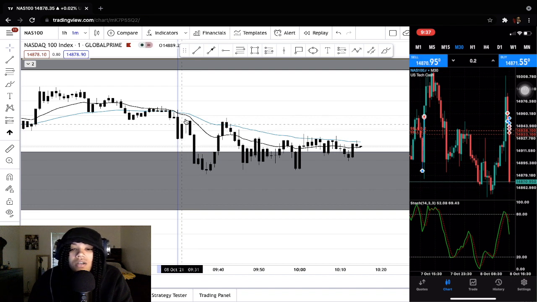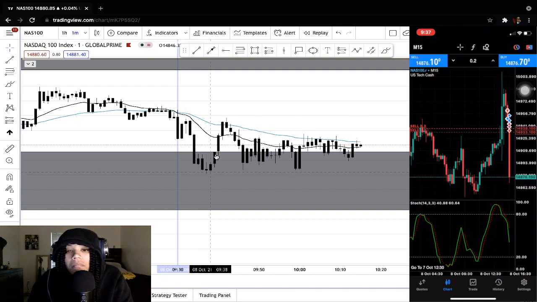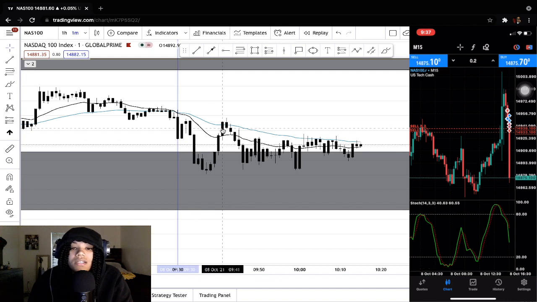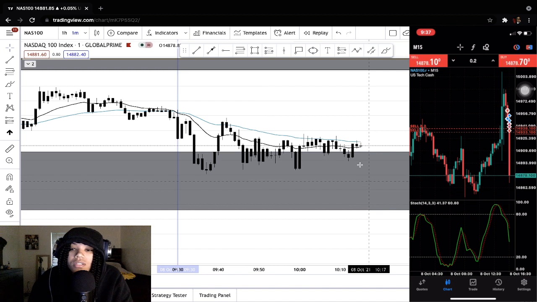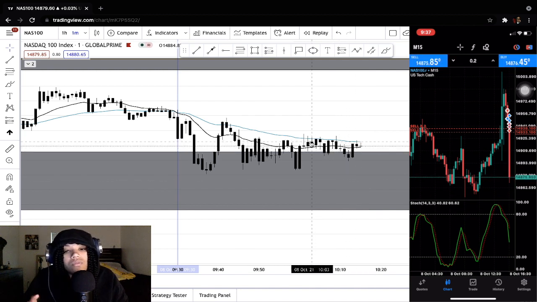And some people might have held it and caught this whole move. Some people might have caught this whole buy right here, okay? Some people may have caught this sell right here. Some people may have caught this buy that's about to happen right now, okay? Everybody, should I say, looks at every pair that they trade and every index that they trade totally different.